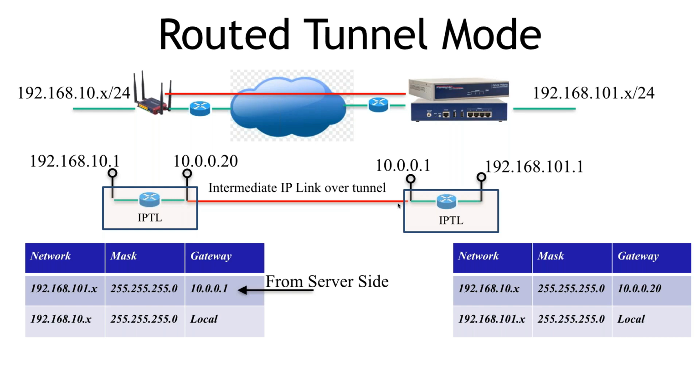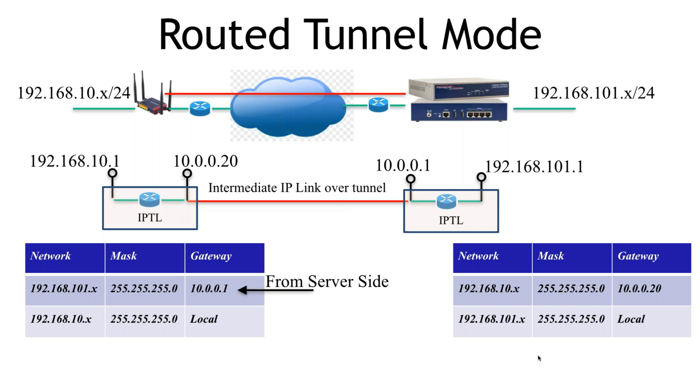So basically what the devices do is they set up an intermediate IP link over the secure tunnel. Server side by default is 10.0.0.1. And we can assign different IP addresses to the remotes based on the system ID of the remote device.